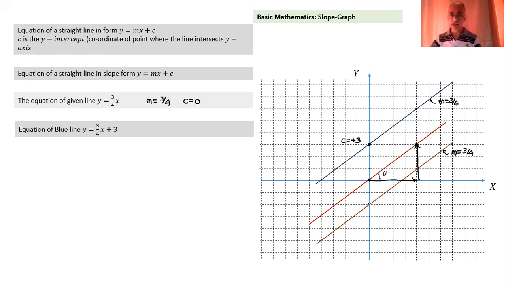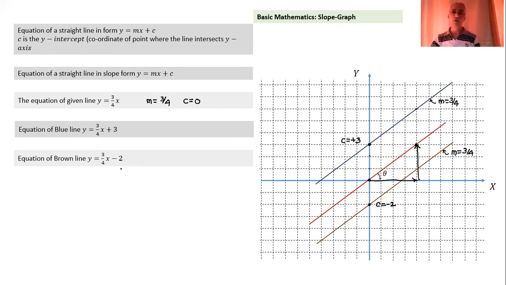This is the point where it intersects the y-axis. And since it is below the x-axis, below the origin, its y coordinate is minus 2. So the c-intercept or y-intercept is minus 2. Now I have the value of m as well as c. I can substitute in this form of equation and find the equation. So y = 3/4 x minus 2. That's the equation of the brown color line.